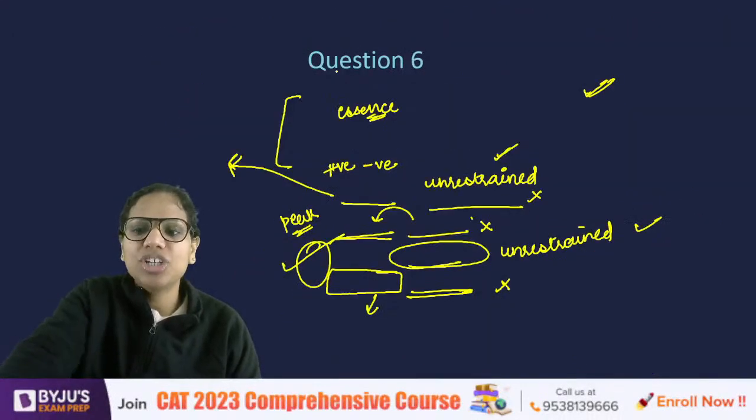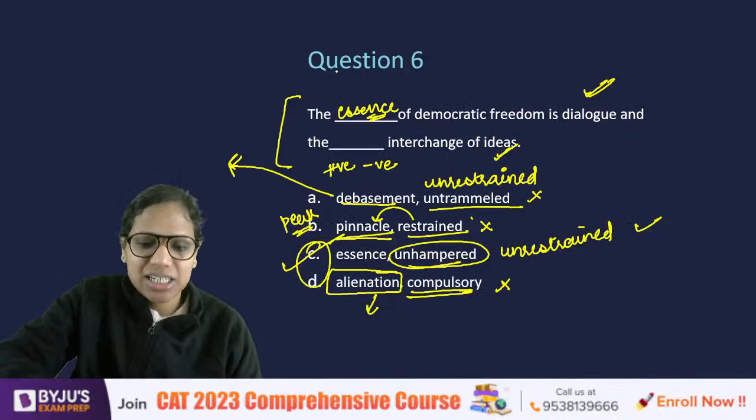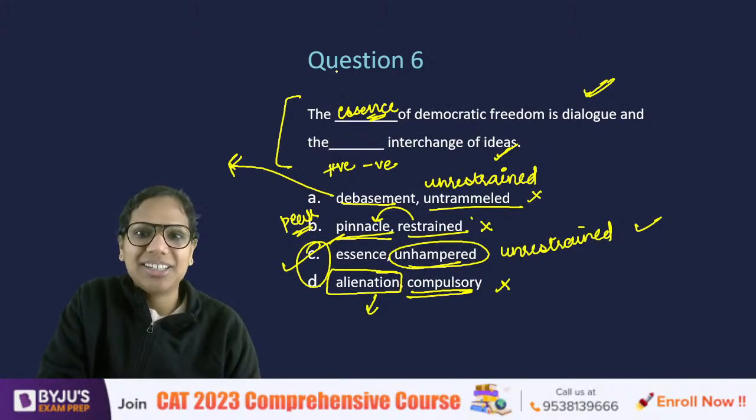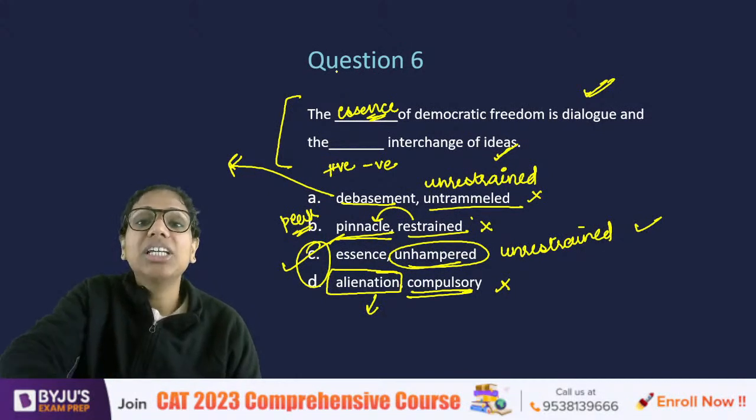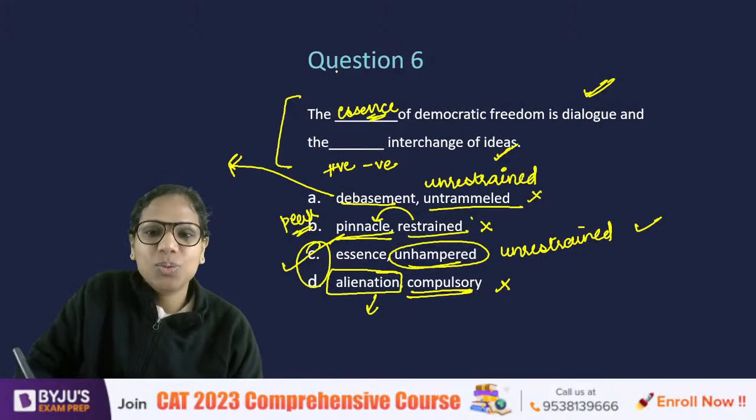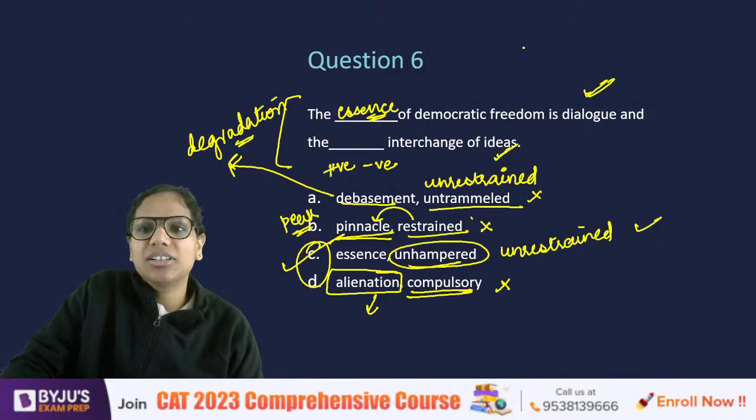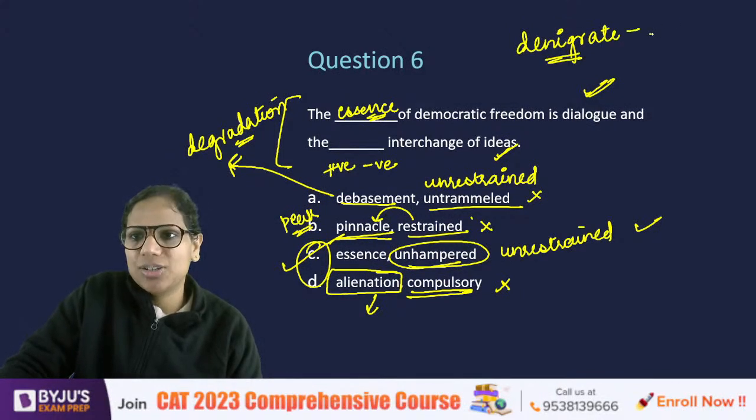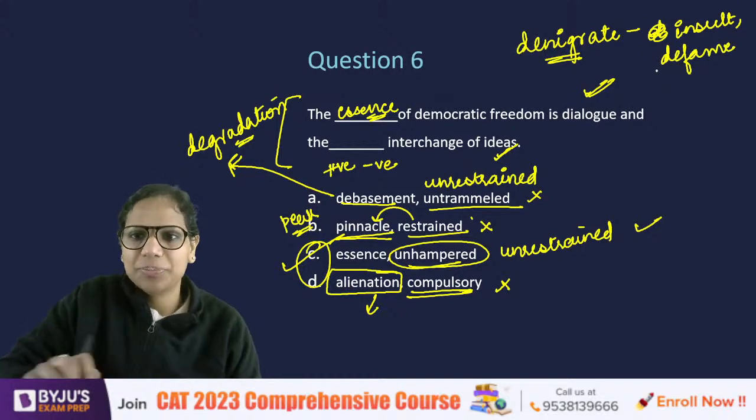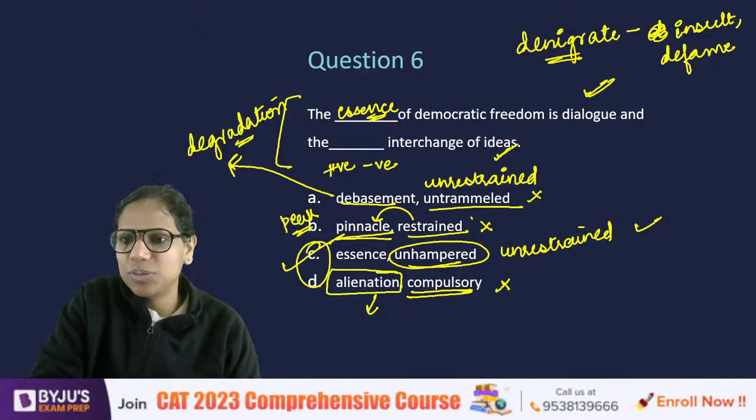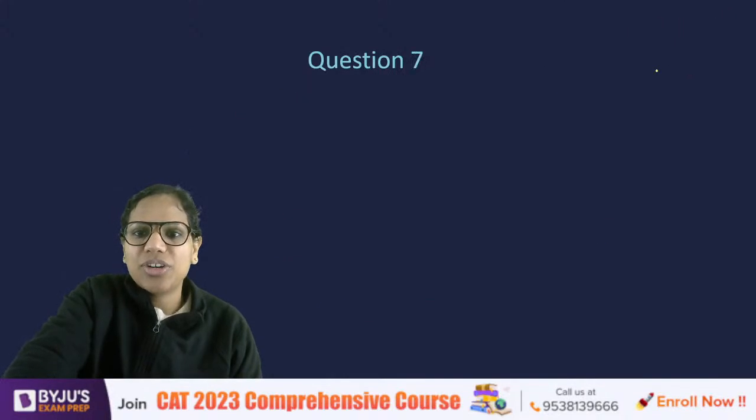Okay, debasement is when you reduce something in quality, when you denigrate it, right? So that is the meaning. Then, when you degrade it, sorry, not denigrate it, when you degrade it, that's the word that we are looking for. Degradation. Denigrate is when you insult someone, you defame them. To insult, defame, belittle, that is the meaning. All right then. So I hope this is clear.